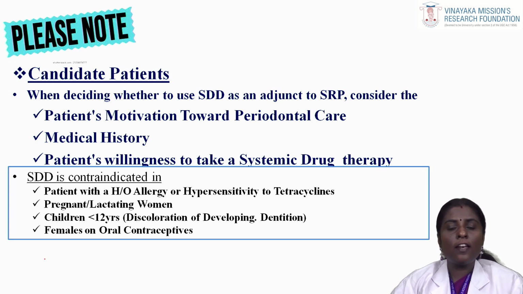Please note the candidate patients for using Periostat: the patient's motivation towards periodontal care, that is patient compliance, should be good, they should regularly take the medicine and follow the oral hygiene protocol as suggested by the dentist, and they should have a medical history without too many systemic diseases, and only patients willing to take systemic drug therapy should be candidates. It is contraindicated in patients with a history of allergy or hypersensitivity to tetracyclines. Pregnant and lactating women, you have to avoid tetracyclines or doxycycline derivatives, and children below 12 years because there is a discoloration of dentition, and females on contraceptives.